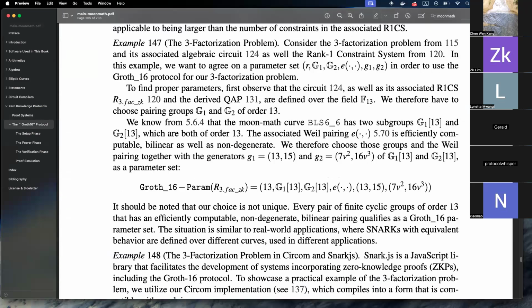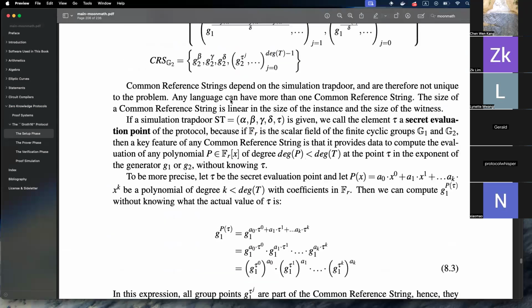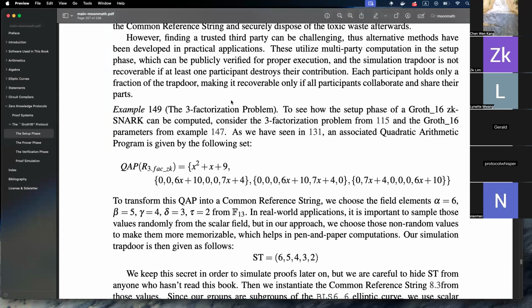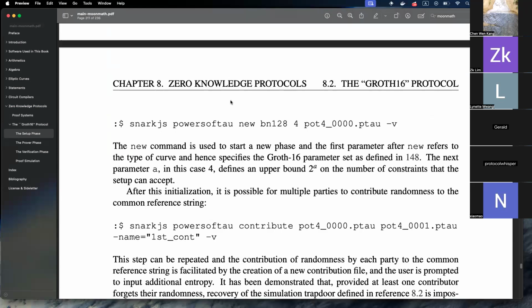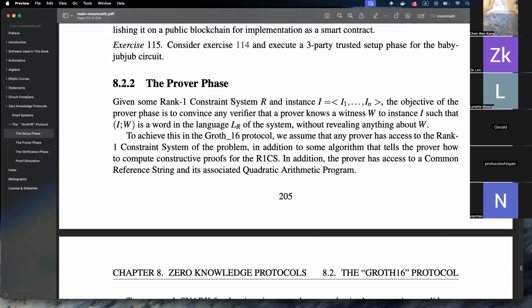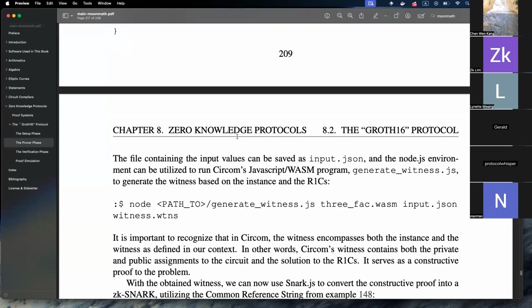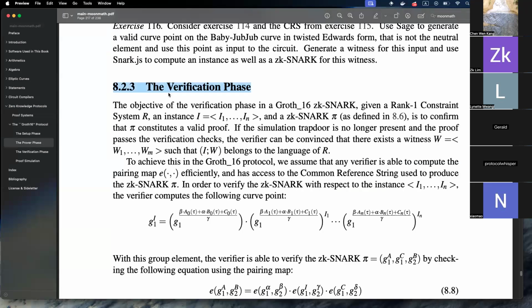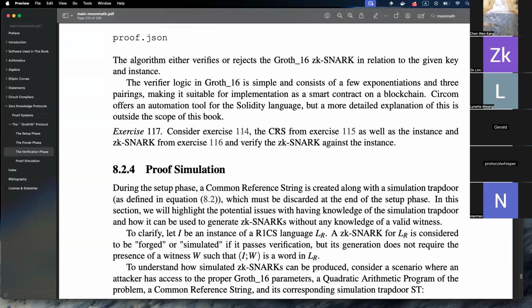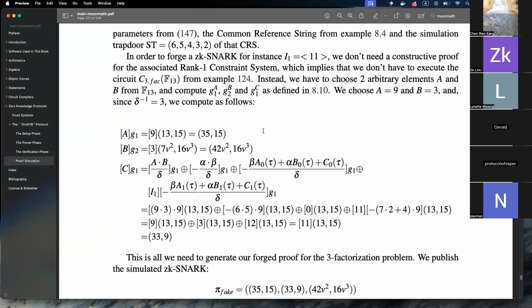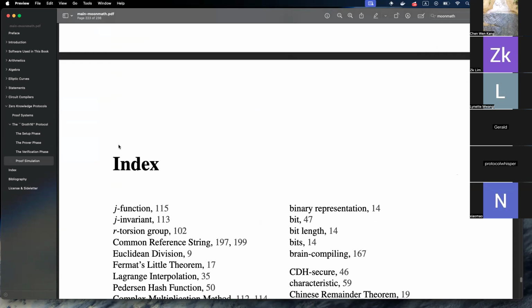Any questions? Setup phase, prover phase, verification phase, proof simulation. Okay, so that's a very quick run through.